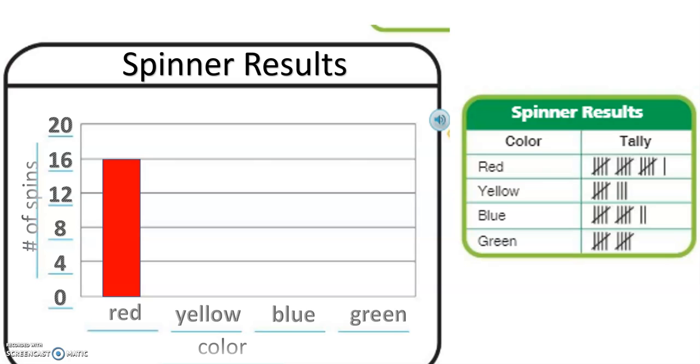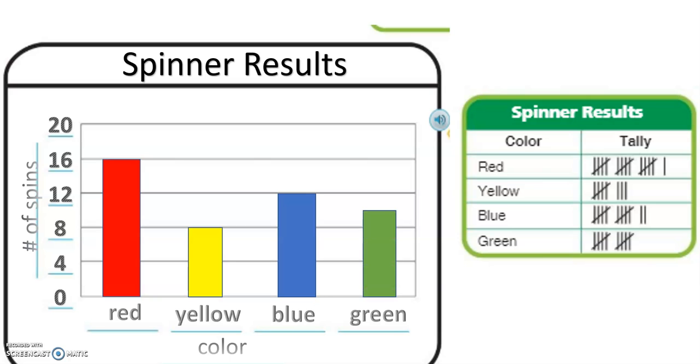Yellow is going to go to 8, right there. Blue is going to go to 12. And green is at 10. But again, 10 is halfway between 8 and 12. So it goes halfway between the 8 line and the 12 line.